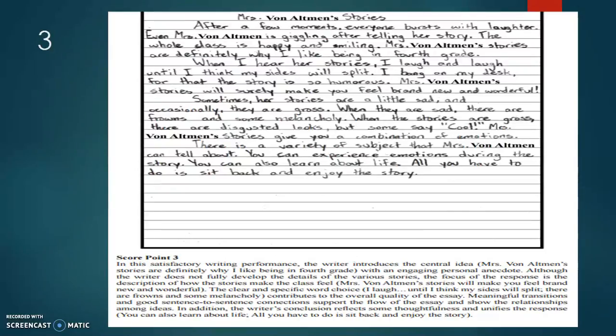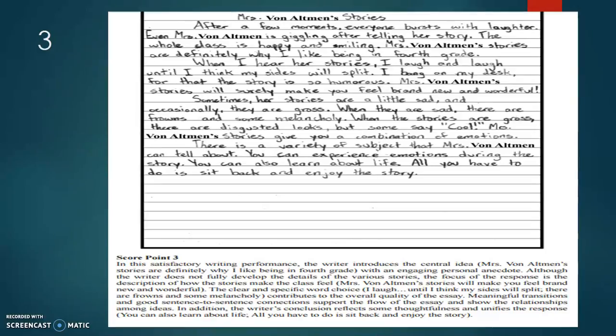All right, so this is Miss Von Altman's stories. After a few moments, everyone bursts with laughter. Even Miss Von Altman is giggling after telling her story. The whole class is happy and smiling. Miss Von Altman's stories are definitely why I like being in 4th grade. When I hear her stories, I laugh and laugh until my sides will split. I bang on my desk, for the story is so humorous. Miss Von Altman's stories will surely make you feel brand new and wonderful.